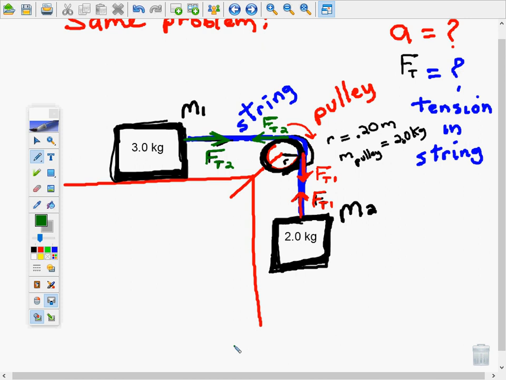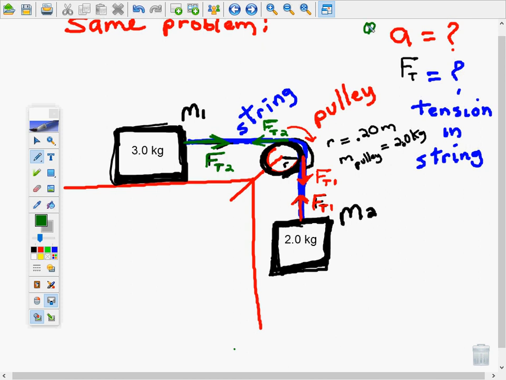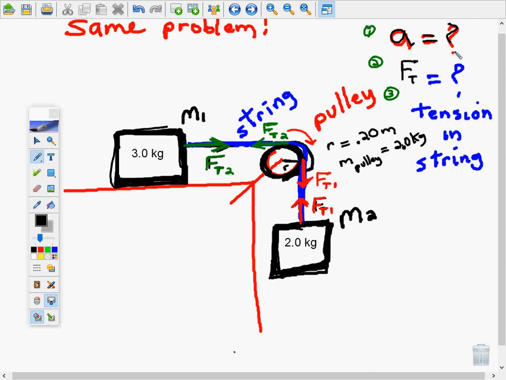So now, instead of just having two unknowns, the acceleration and Ft, there's actually going to be three unknowns. What is the acceleration? How fast is this accelerating down? Likewise, how fast is this accelerating to the right? And since they're connected by the rope, they're going to have the same acceleration. And that's one question. What is that acceleration?